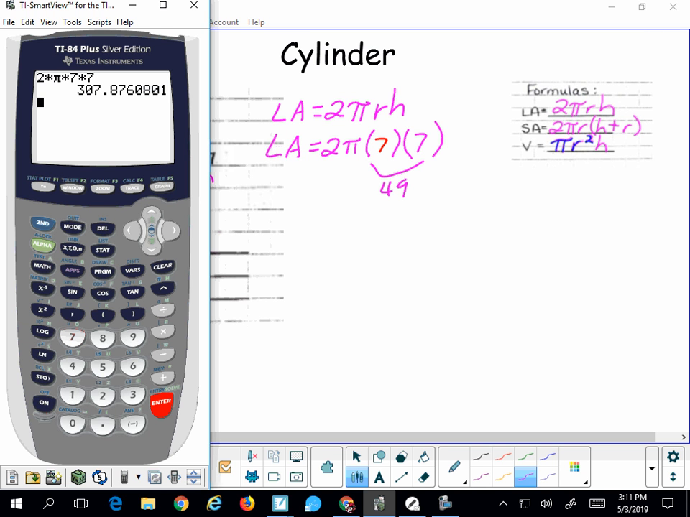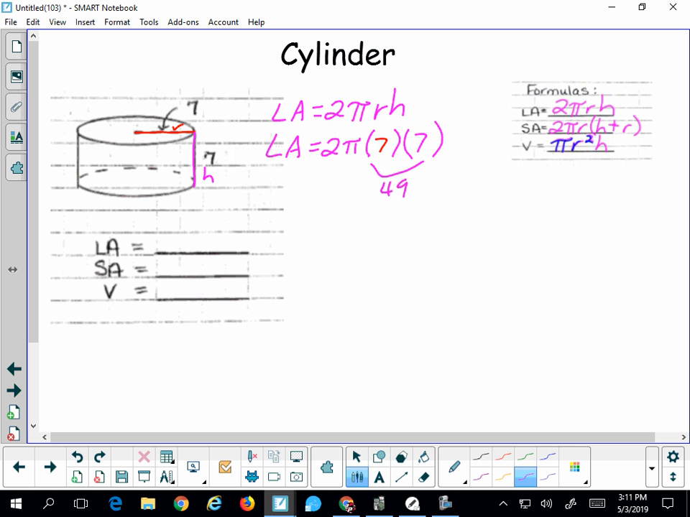Then we hit enter and we multiply all that together, and we get 307.88 for our lateral area. And again, there's no units listed. Just remember, whatever your units are, for area it's always units squared. So meters squared, centimeters squared, inches squared. You get the picture. Okay?